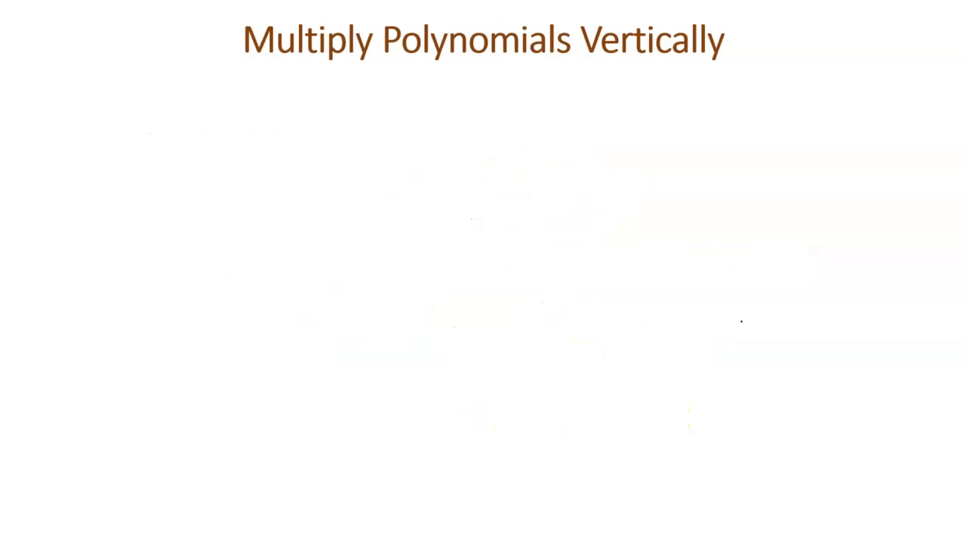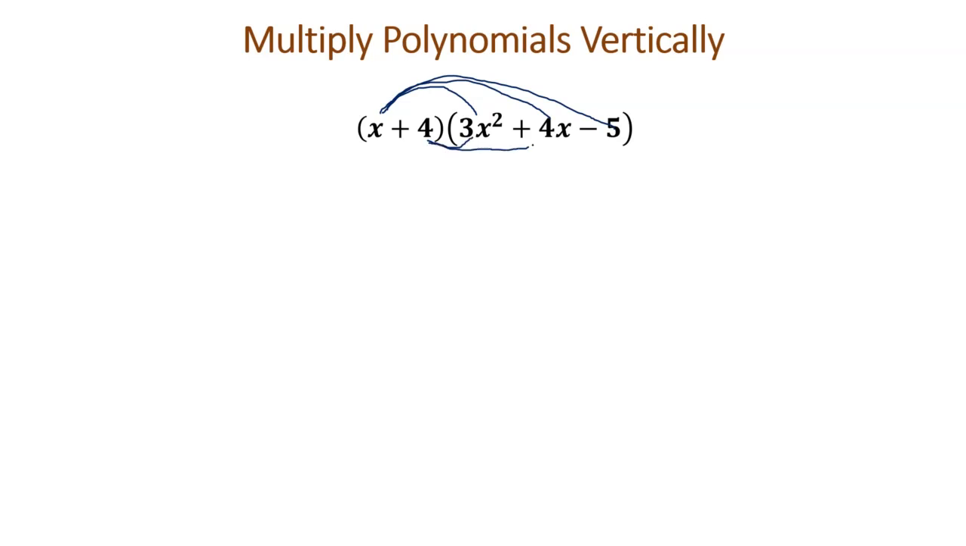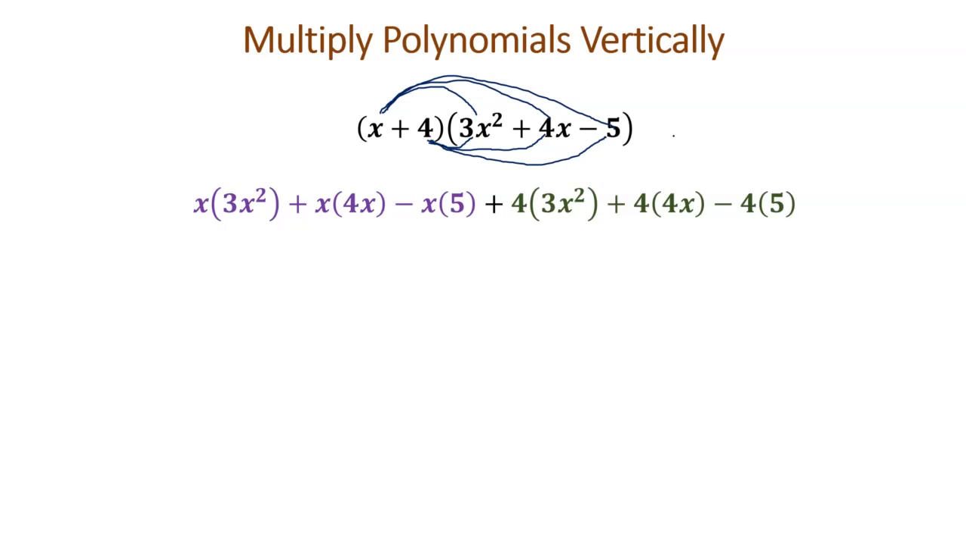Now, the same type of problem I will show you with a different method, writing it vertically. Let's try. X plus 4 times 3x squared plus 4x minus 5. So I'm going to multiply here x by 3x squared first, then x by 4x, x by negative 5. Then 4 times 3x squared, 4 times 4x, and then 4 times negative 5. This is what I get.